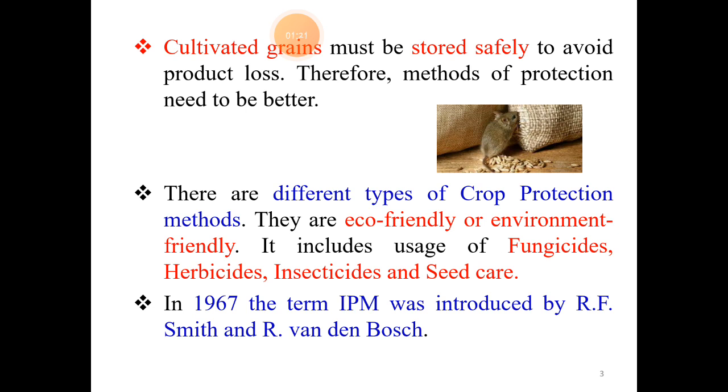All these cultivated crops are stored safely to avoid loss by using various protective methods against the pests. It includes usage of fungicides, herbicides, insecticides, etc. It was in 1967 that R.F. Smith and Den Bosch used the term IPM, or Integrated Pest Management.